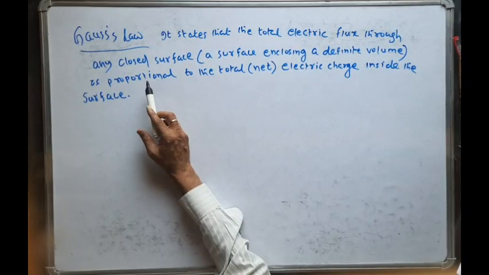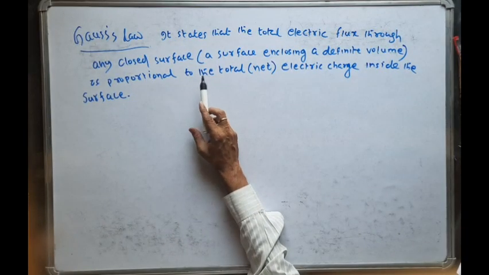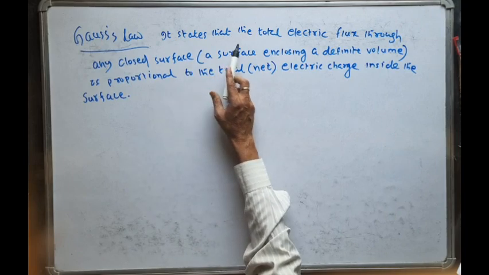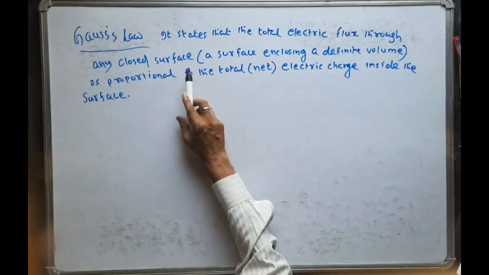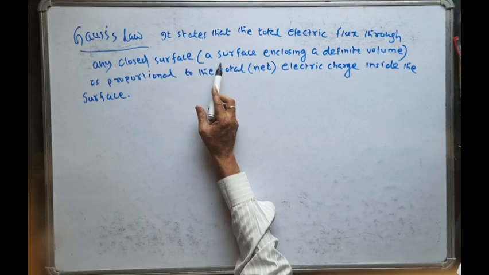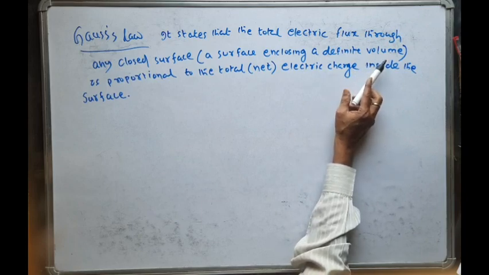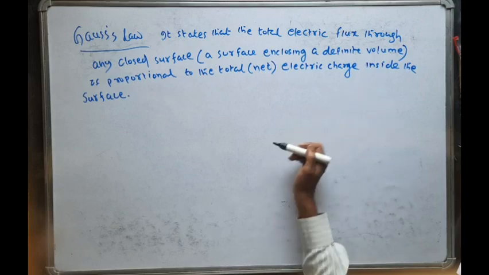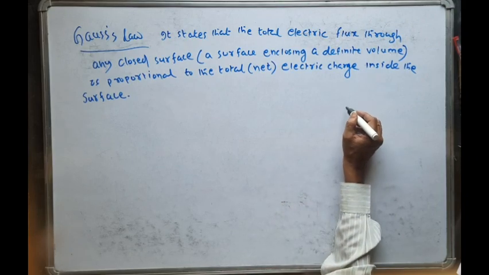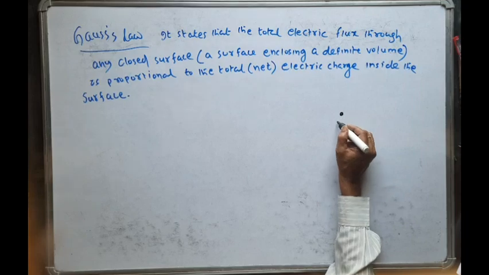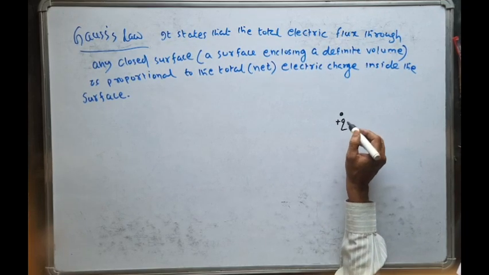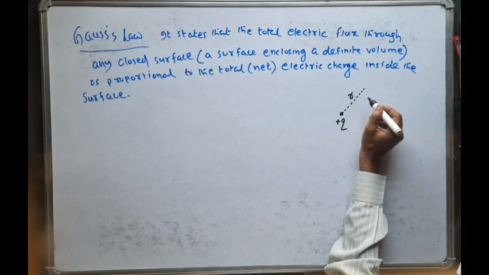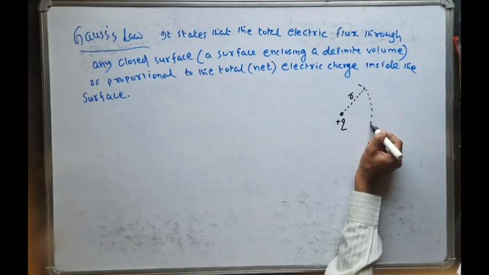So we will discuss Gauss law. This is the statement of Gauss law. What is Gauss law? Gauss law states that the total electric flux through any closed surface, that is a surface enclosing a definite volume, is proportional to the total electric charge inside the surface. Suppose you take a charge, this is plus q charge, and surrounding this plus q charge you take a radius r and draw a sphere.